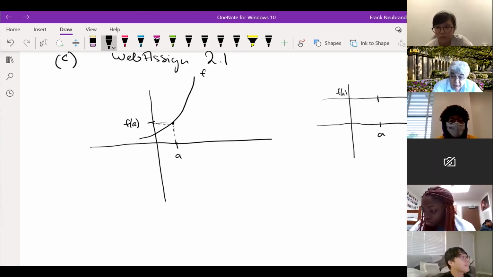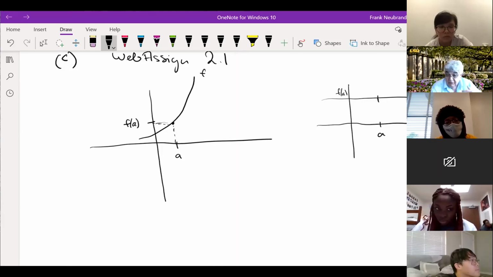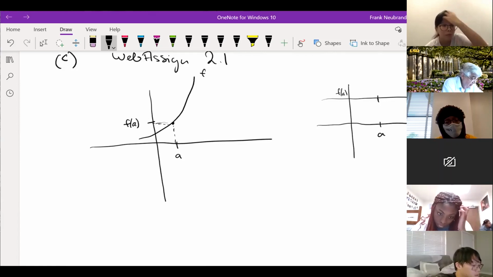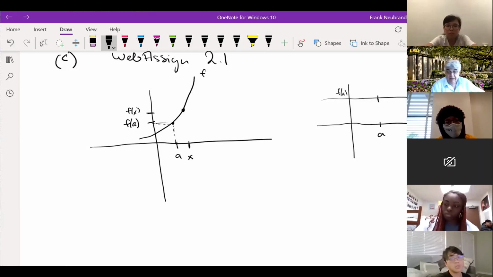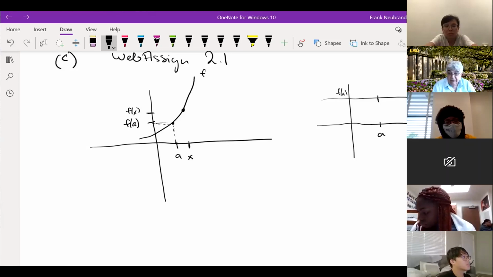Now the problem is, to compute the slope, you need 2 points. The slope of a line is delta y over delta x. Yeah, in order to compute a slope of something, you need 2 points. But we have only 1 point. So to compute the slope of this line, you take now another point, I call it x. And I pick this x now really close to a.